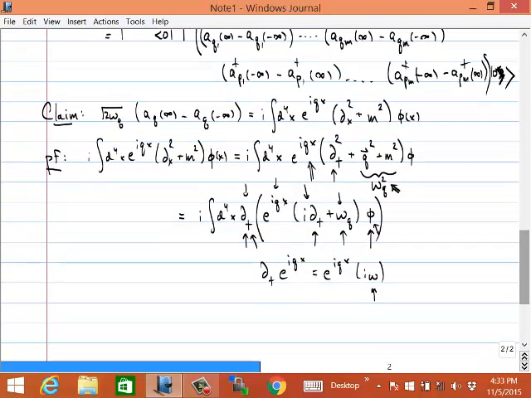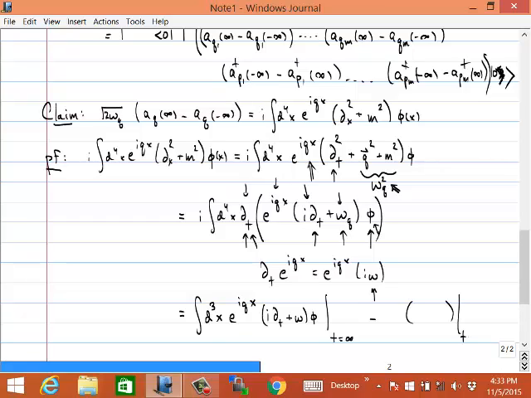So we've noticed that this particular integral is a total time derivative. That means that you can use the fundamental theorem of calculus to write this as the difference between the integrand at plus infinity and the integrand at minus infinity. So it's the integral d3x of e to the iqx of (i d by dt plus omega) acting on phi, all evaluated at t equals plus infinity, minus the same thing evaluated at t equals minus infinity.